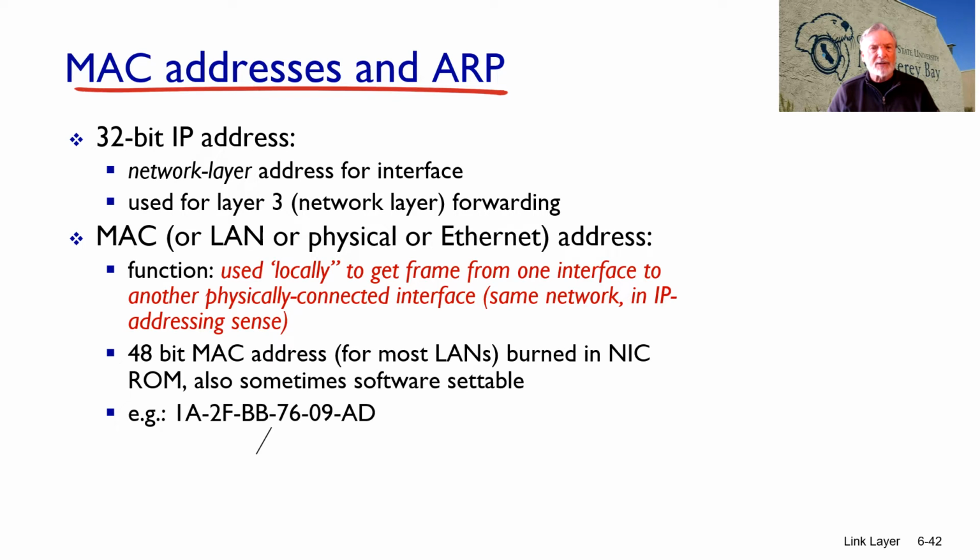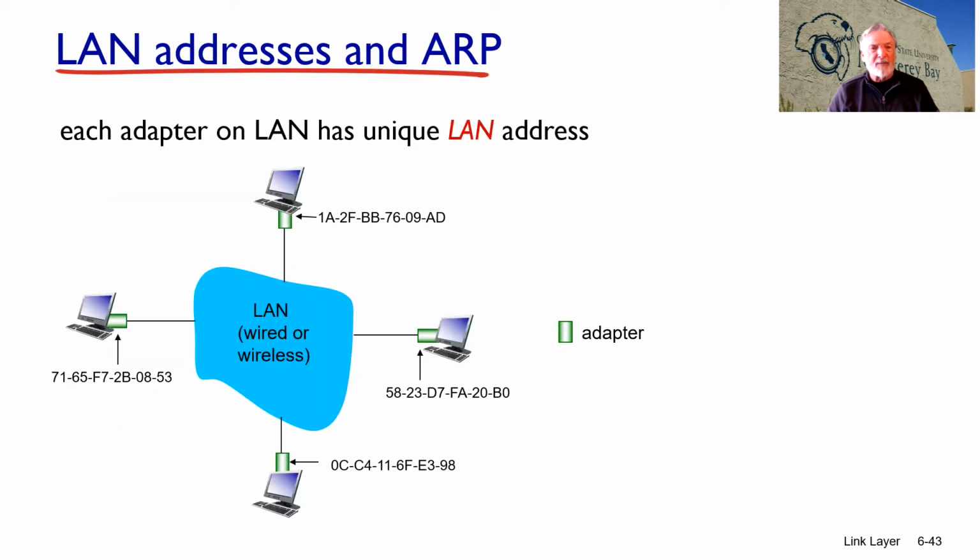The MAC address is 48 bits long. It is typically burned into the read-only memory of the network interface cards, although it can be settable by software. It is written in hexadecimal. Let's look at this diagram. Each network interface card on the LAN has a unique LAN address. How does this uniqueness happen?